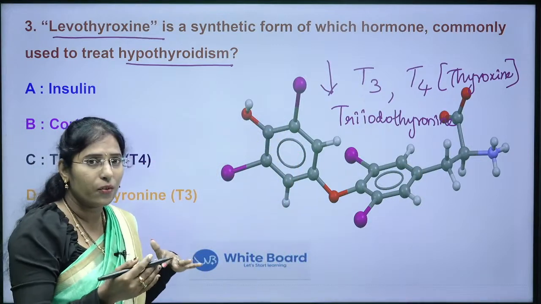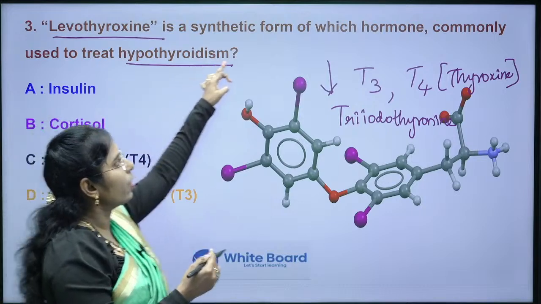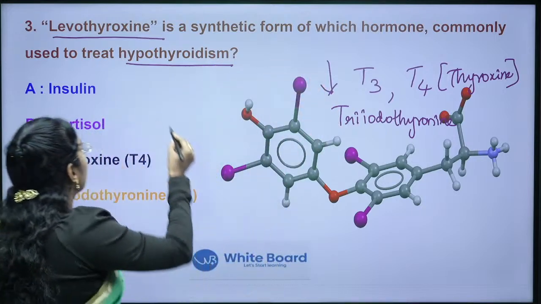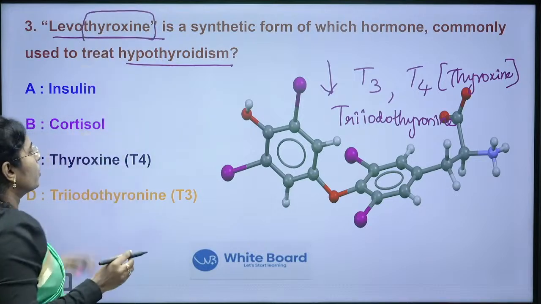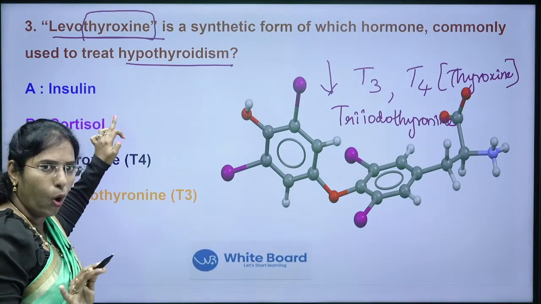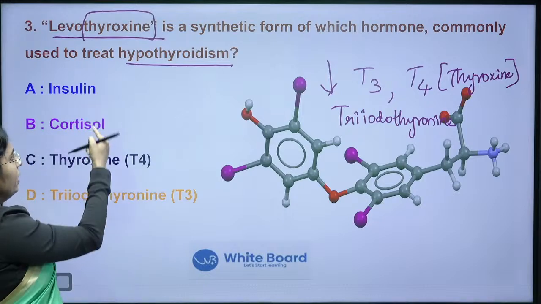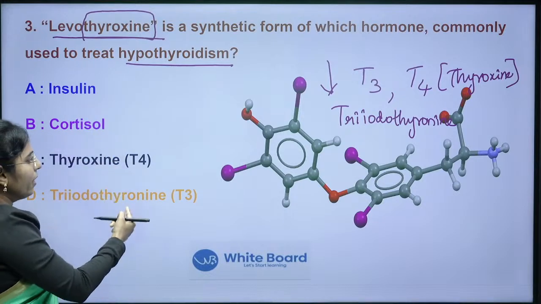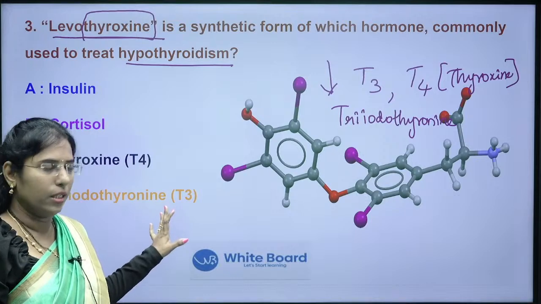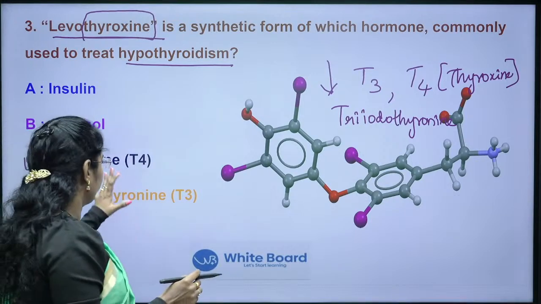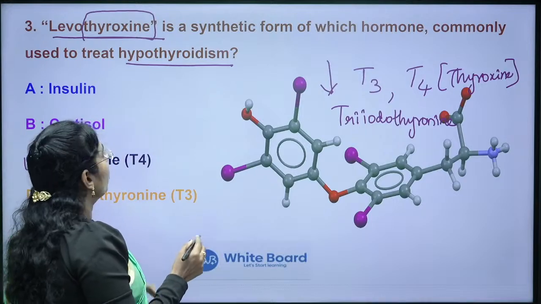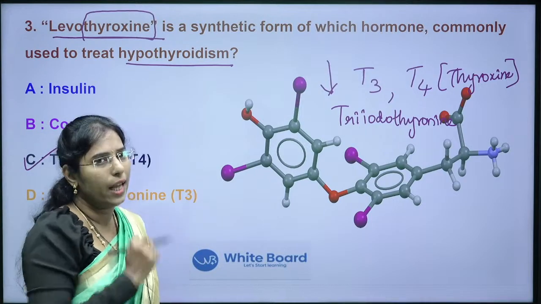So, what are we doing? We are giving a synthetic form of this hormone. The name itself tells that it is having thyroxine, isn't it? Here they have given 4 options: insulin, cortisol, thyroxine and triiodothyronine. So, the correct option will be thyroxine, which is the synthetic form of our thyroxine.